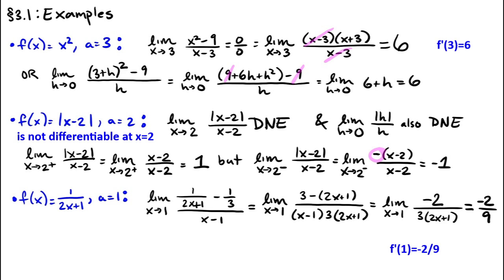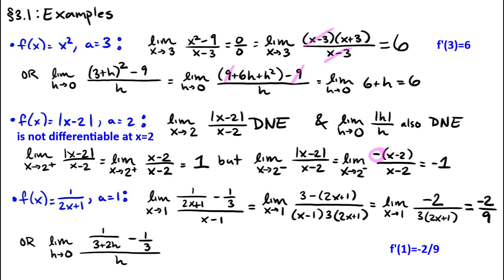If you did this the other way, the limit you'd be calculating would still have that minus 1/3 on top and an h on the bottom. But what about that f of a plus h? What would that equal here? When you carefully substitute 1 plus h for x, you should get 1 over 3 plus 2h.